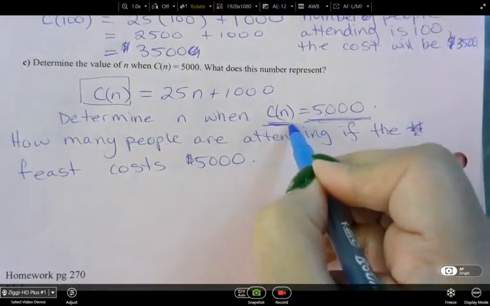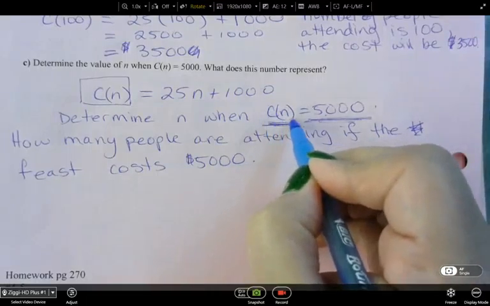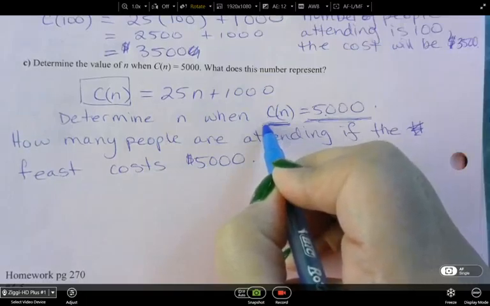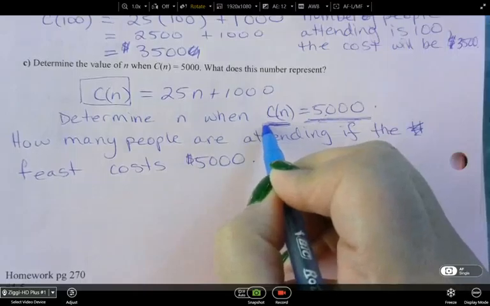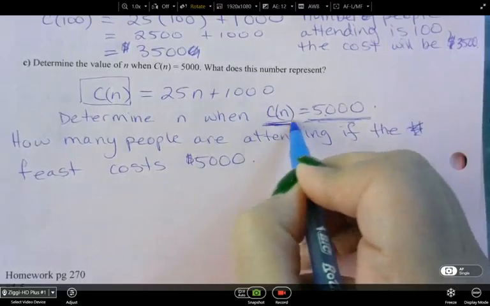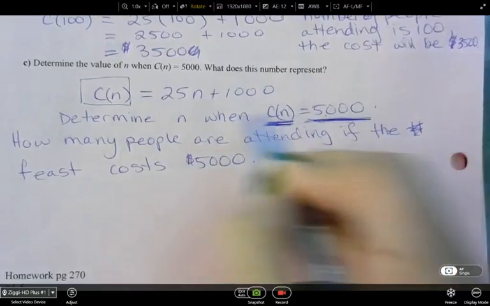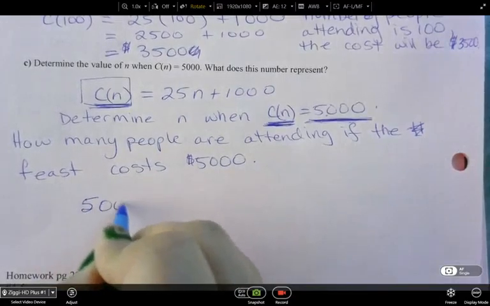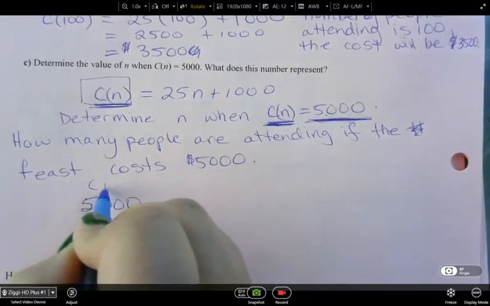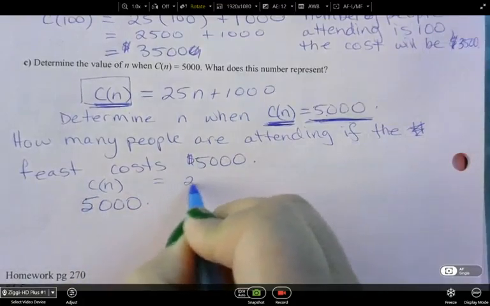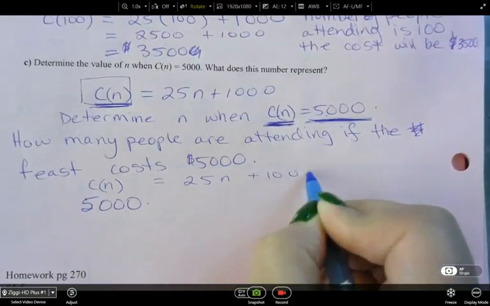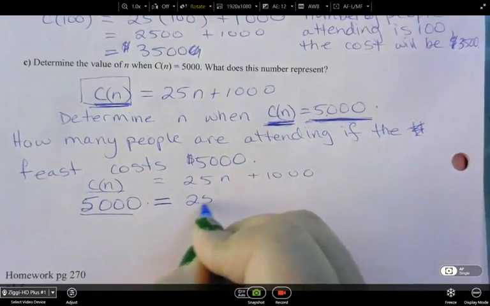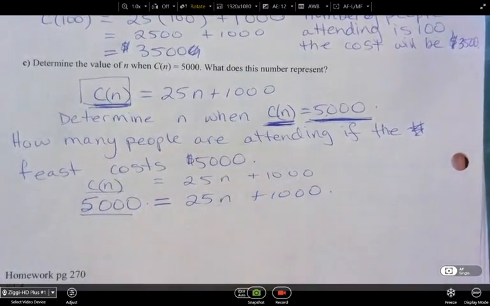Okay, so C of n, this is a notation. This does not mean C times n. This means the equation. It's like the y equals equation. It's exactly the same as that, okay? So keep this all together when you're replacing this 5,000. That goes in right here. So instead of C of n, we have 5,000. And then we have our equation. So this replaces this. So we've got 5,000 equals 25n plus 1,000.